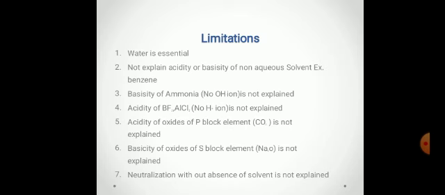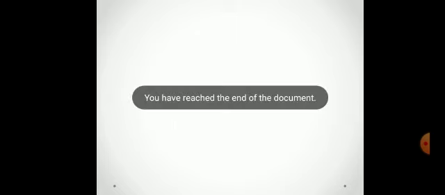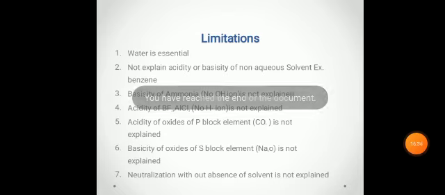The acidity of oxides of P block is not explained by Arrhenius theory. Basicity of oxides of S block is not explained by Arrhenius theory. And whether neutralization happens in the absence of solvent is also not explained by Arrhenius theory. So this is all about Arrhenius theory. Okay. Thank you.